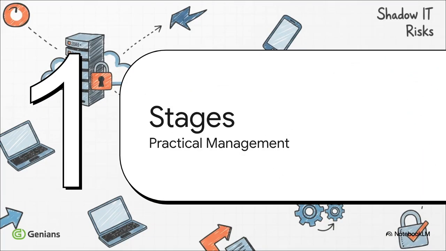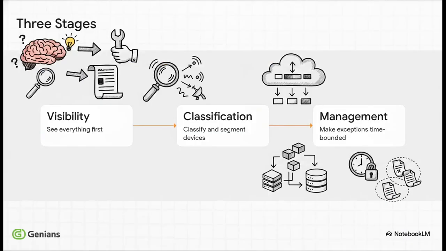Section 4. Stages of management. Getting a handle on all of this follows a specific three-stage model. This model moves smoothly from visibility to classification and finally to managing exceptions. First, visibility requires sensors. Then classification requires accurate data. Finally, management requires formal records to handle those inevitable exceptions. You know, discovery absolutely has to precede policy, and understanding has to precede any kind of blocking action.